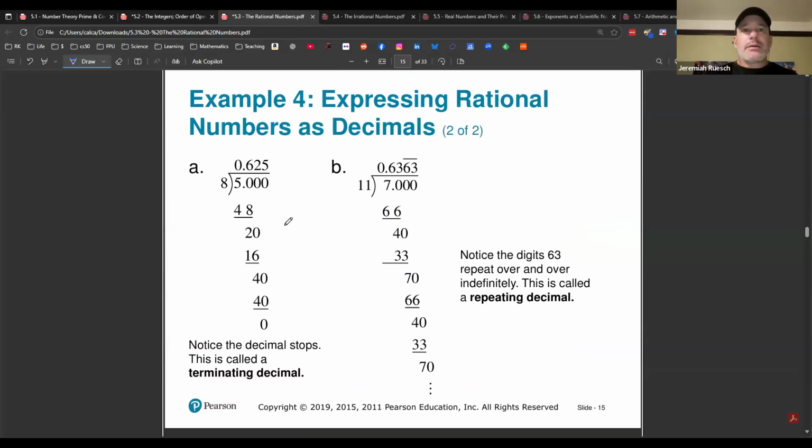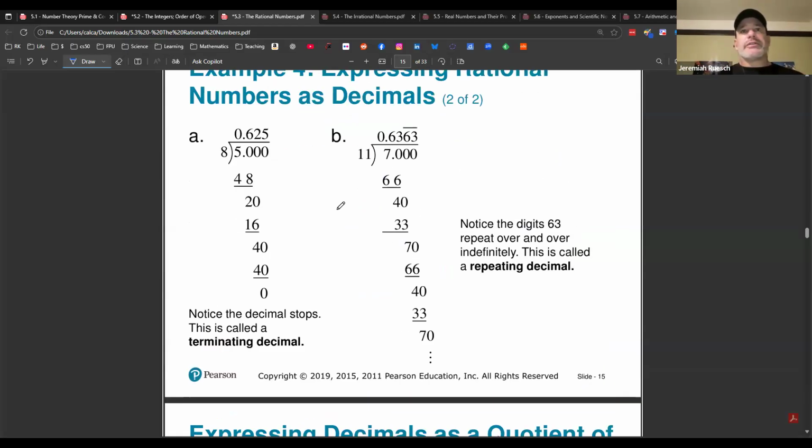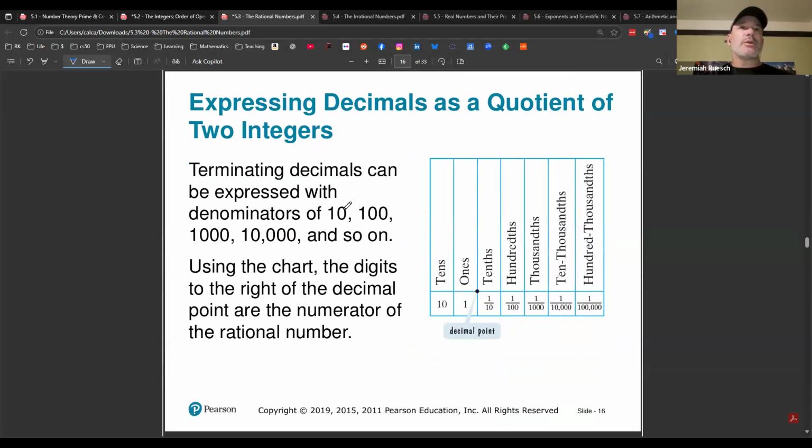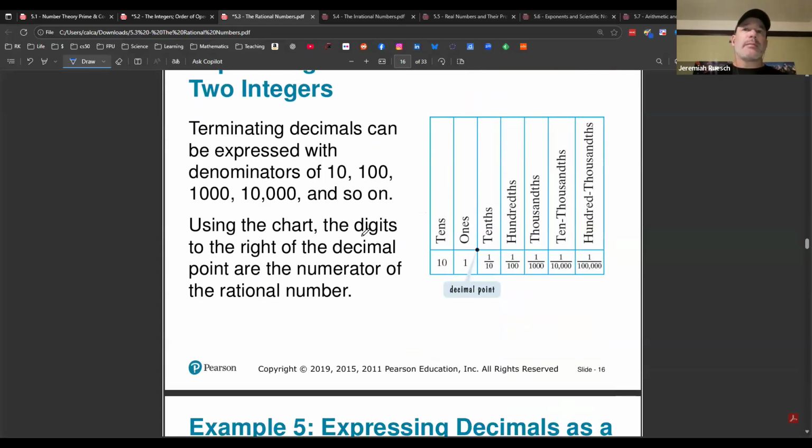And so they did that here in this example. Notice that when you're dividing by something like 11, you're going to get this possibility of the number repeating. And so in that case, we designate the repetition by drawing a bar over the digits that start to repeat.